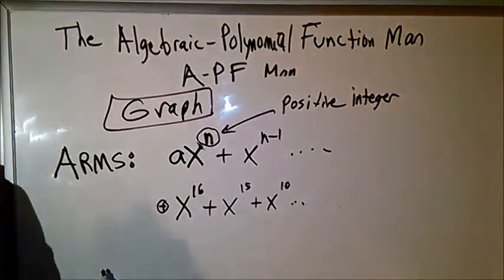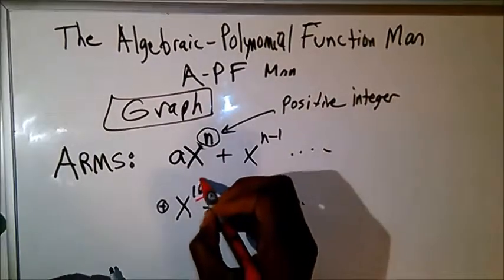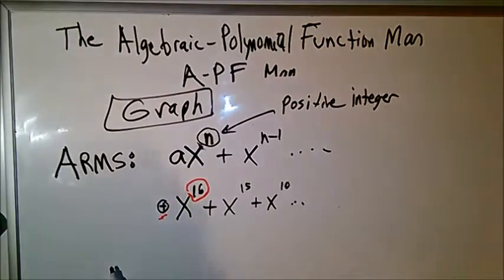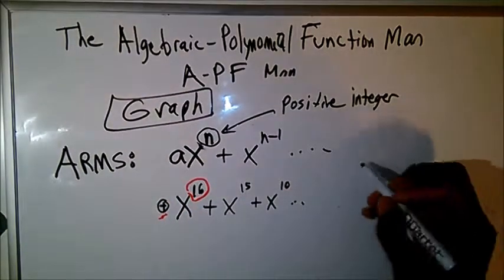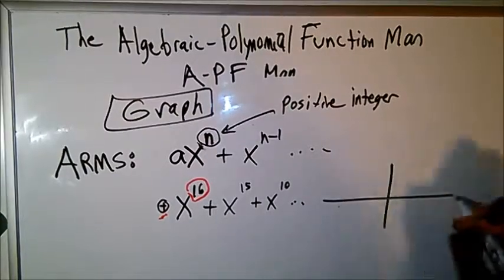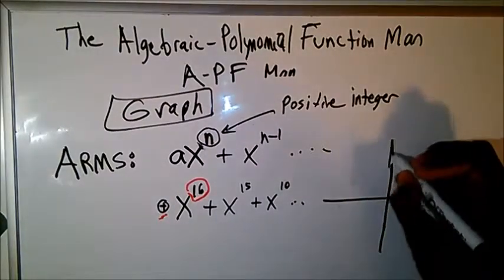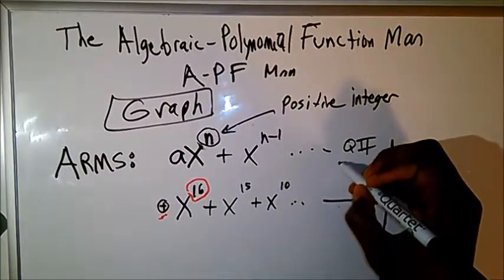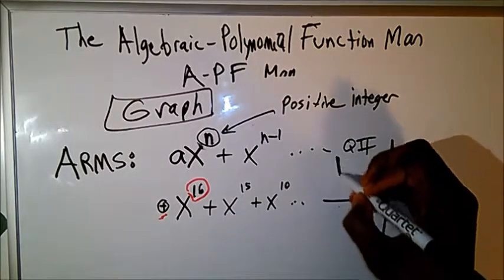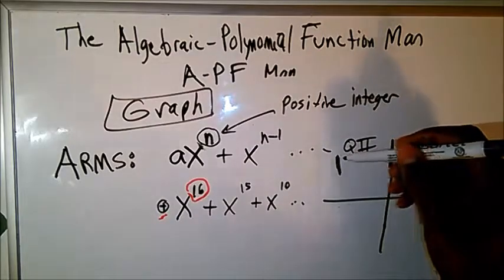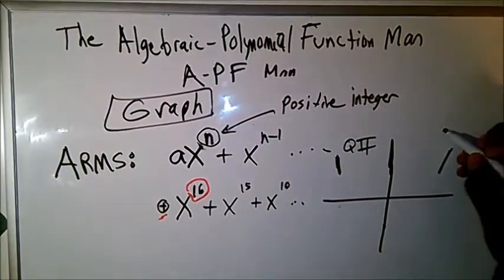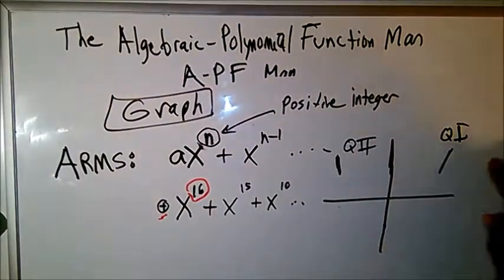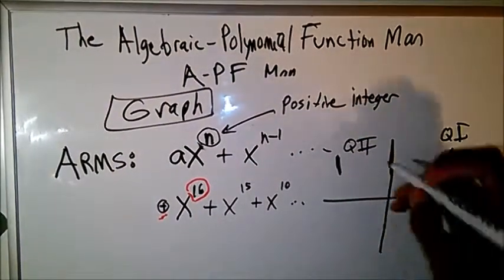So if the highest exponent is even, like let's say for example 16, and it's positive, then on a graph, the end behavior would be up, right? It's going to be in the upper quadrant, quadrant 2, and also in the upper quadrant of quadrant 1. So it will be both in quadrant 2 and quadrant 1. So it will be up, right?